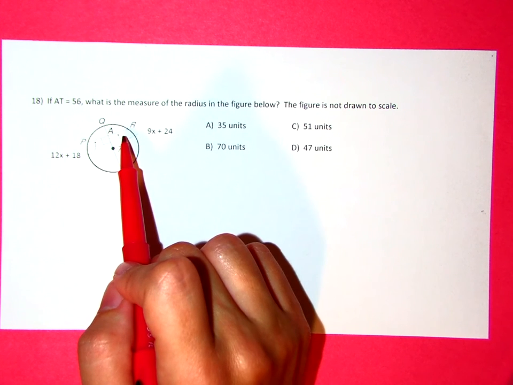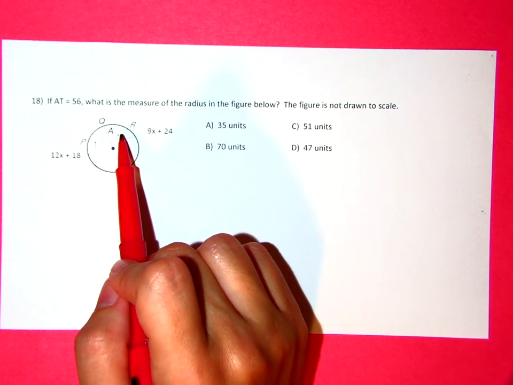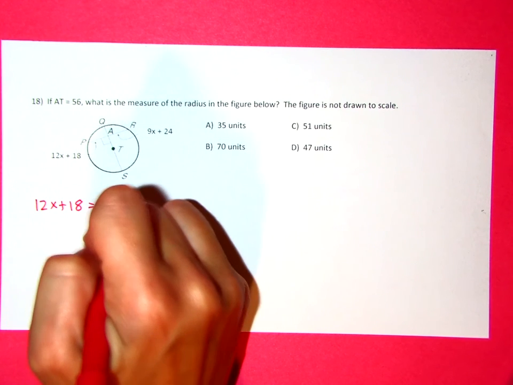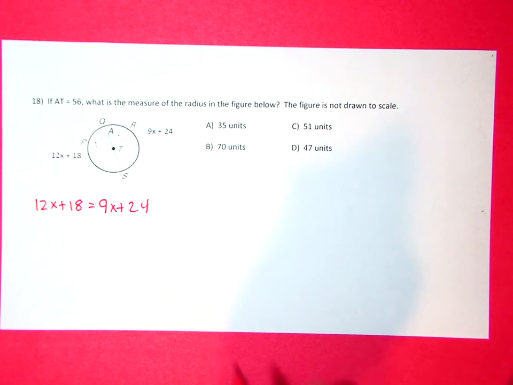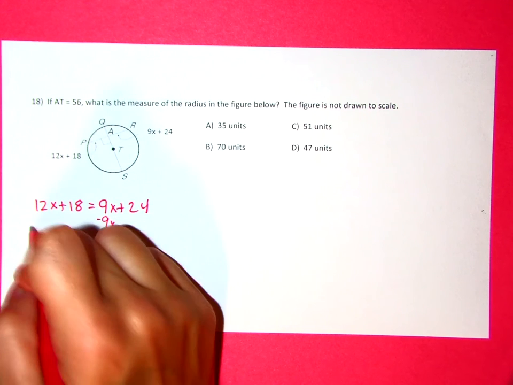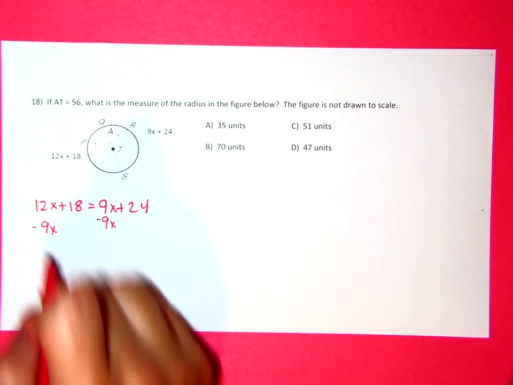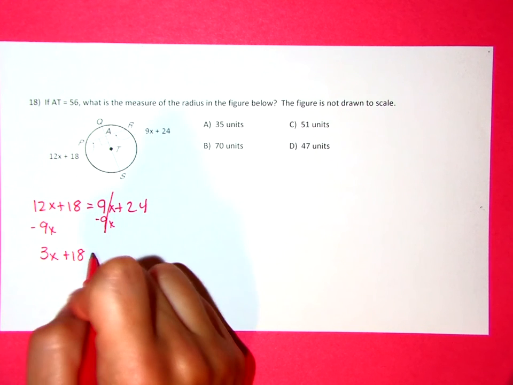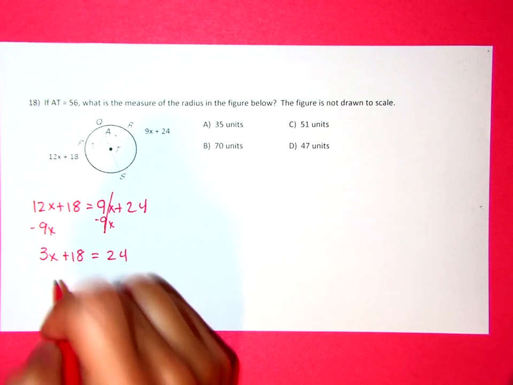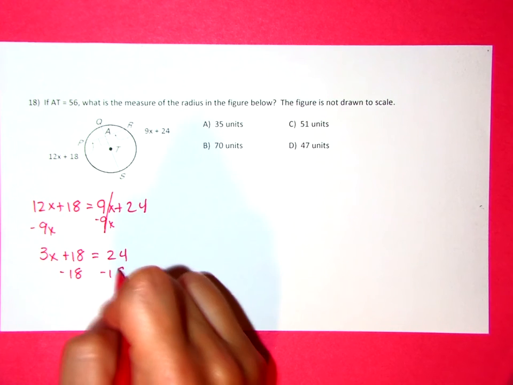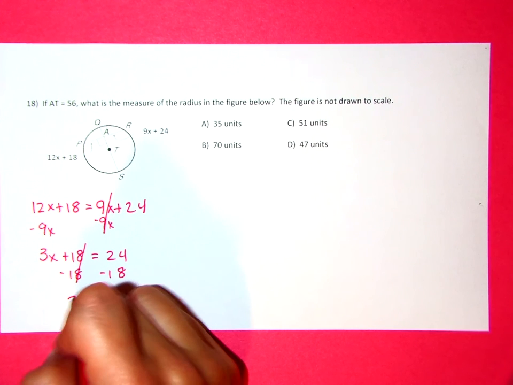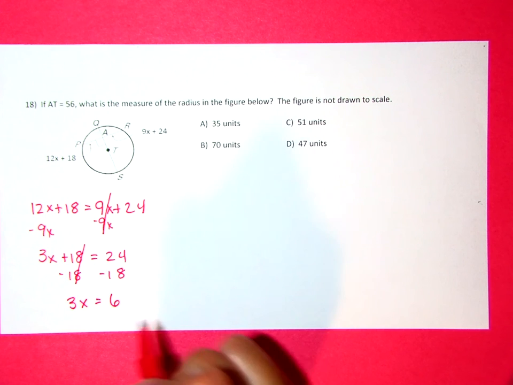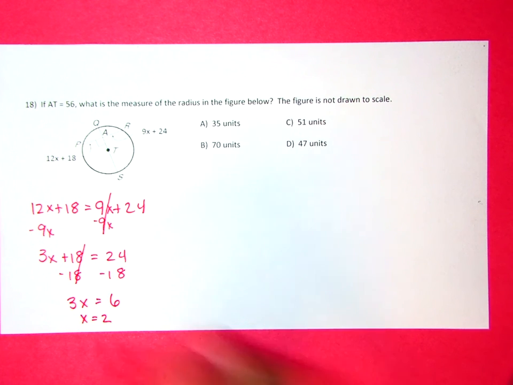So I can actually figure out what the value of x is here, because I can take 12x plus 18 and set it equal to 9x plus 24. Let's go ahead and solve for x. I'm going to subtract 9x from both sides. 12x minus 9x is 3x. Cancels over here. So I have 3x plus 18 equals 24. Then I'm going to subtract 18 from both sides. These will cancel. 3x is going to equal 6. Then I'm going to divide both sides by 3, and x is going to equal 2.